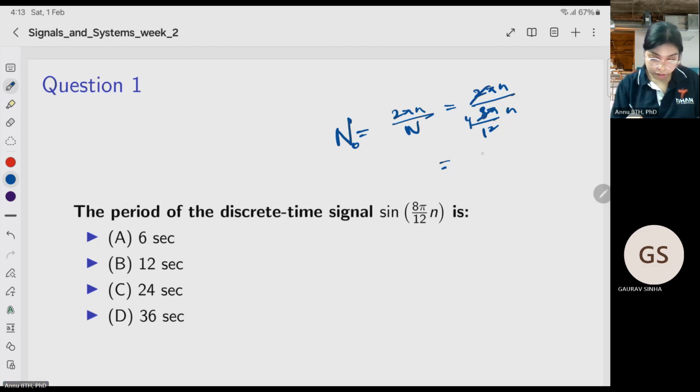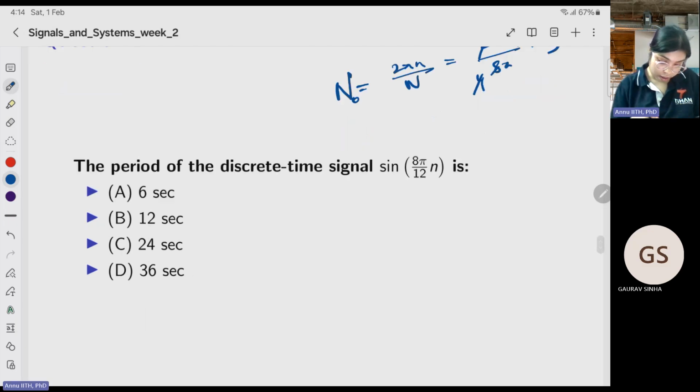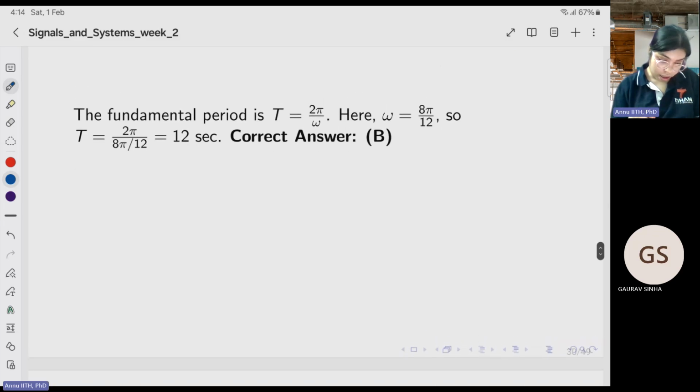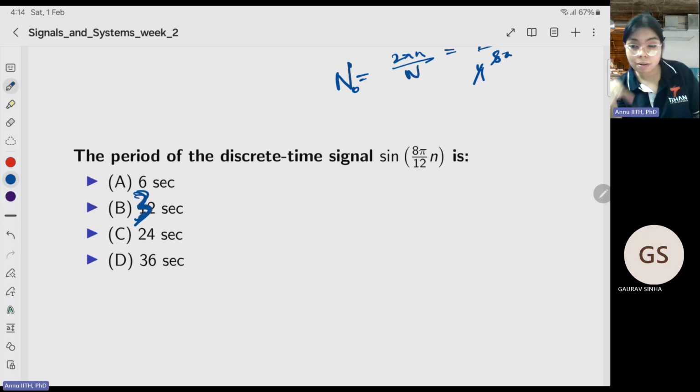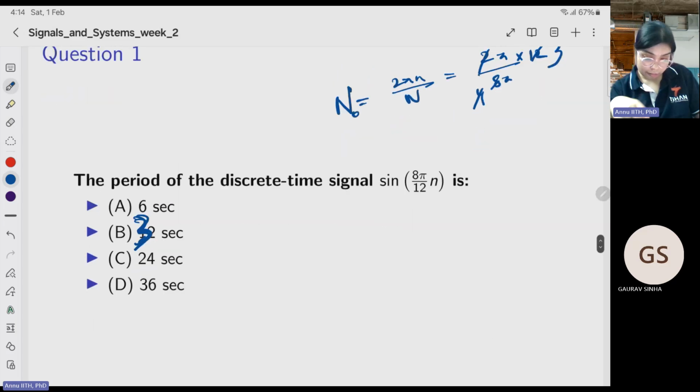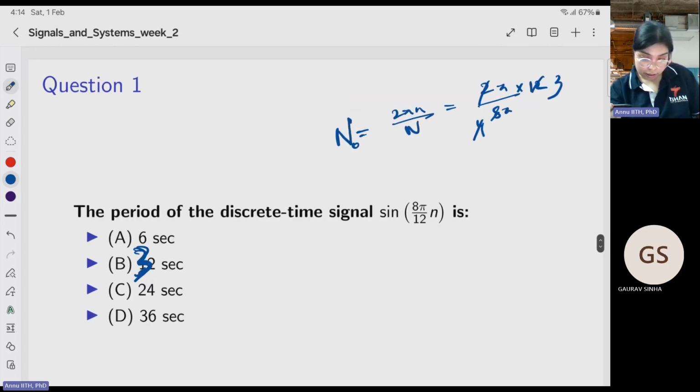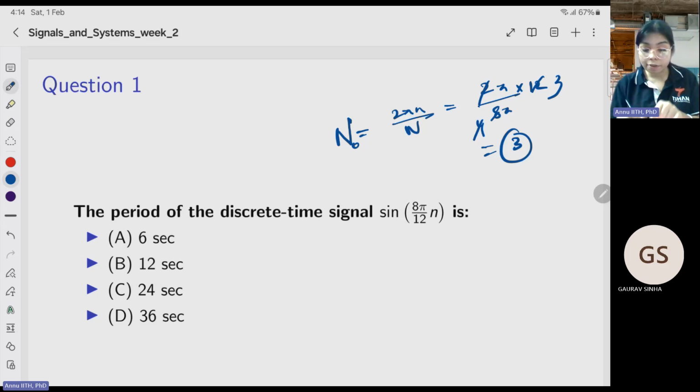2 pi by 12, this is 4. It should be 3, but it is not coming here. 12 by 4 is nothing but 3. So the answer is wrong here. It should be 3 somewhere. I didn't tally with the options, but whatever is coming here is 3, because 12 by 4 is 3. It's not 12. Oh, sorry. So since we got 3, in discrete time, what we got is 3.